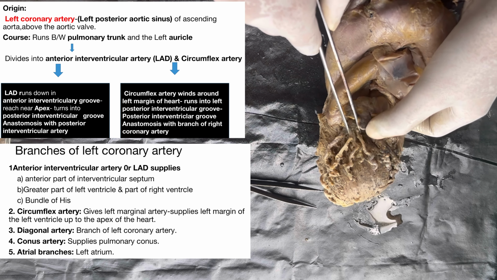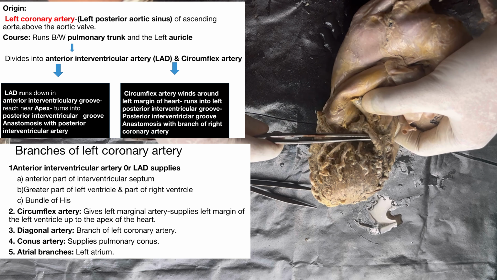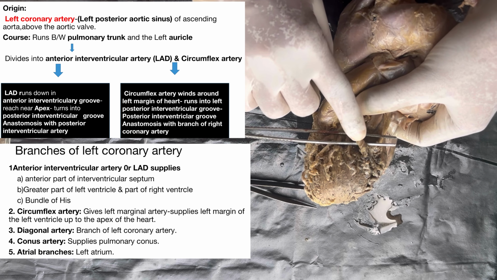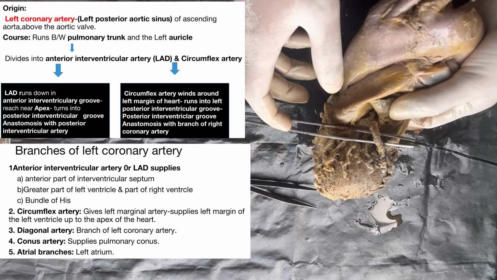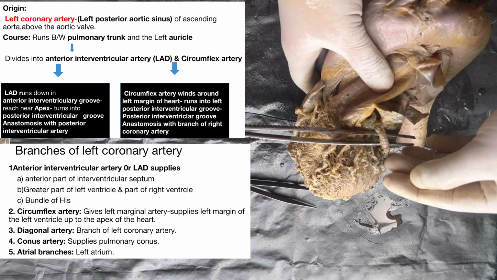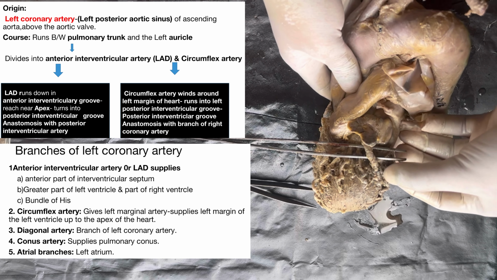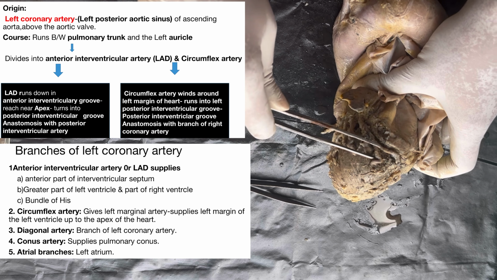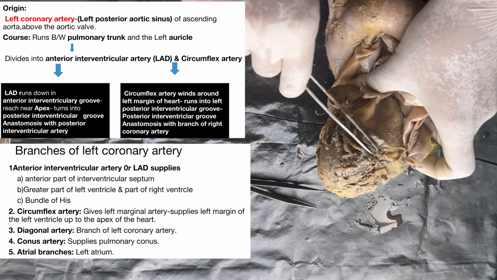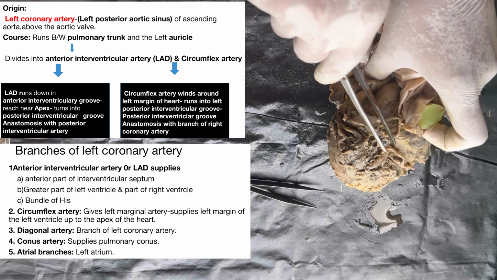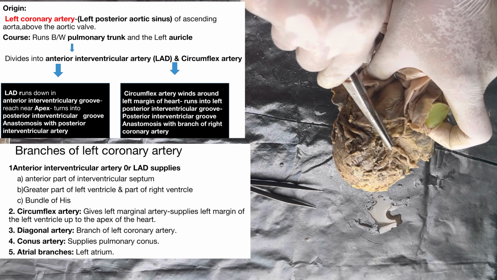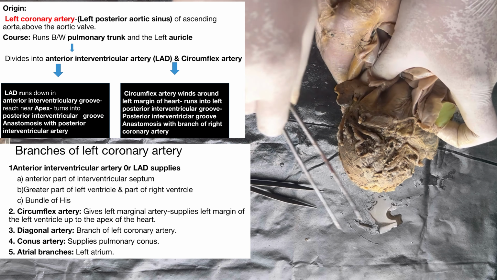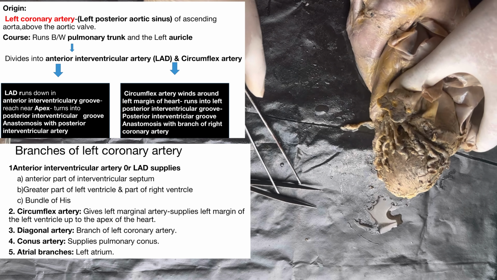Similarly, we have the important branch known as the circumflex artery, which winds around the lateral margin of the heart and passes through the left posterior atrioventricular groove, and then anastomoses with the right coronary artery. Similarly, the conus artery and atrial branches are the other branches of the left coronary artery, which supply the heart.